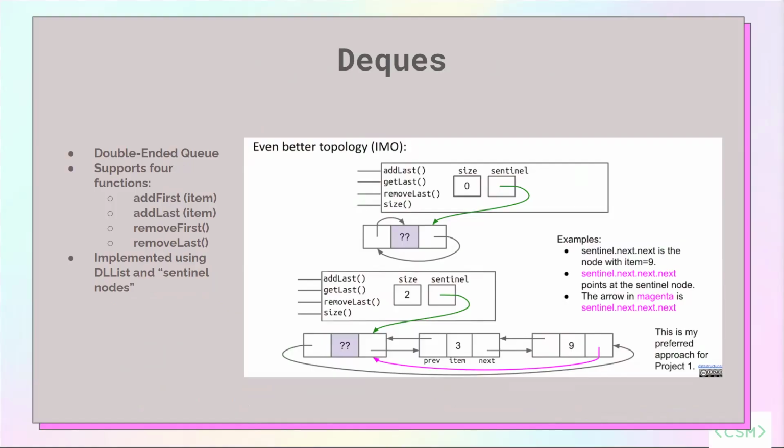And lastly, here is the deque. The difference between deque and a doubly linked list is that deque is more of an interface, and doubly linked list could be one possible implementation of this interface. Deques are basically double-ended queues, and they support four main functions: add first, add last, remove first, and remove last. And there is a sentinel node for deque, as you can see here.